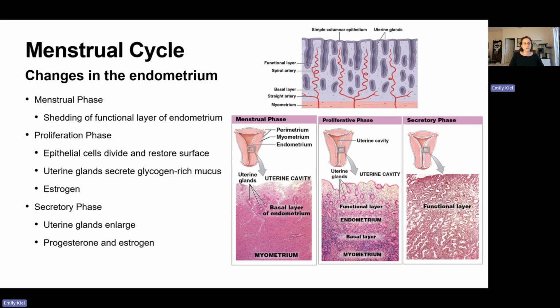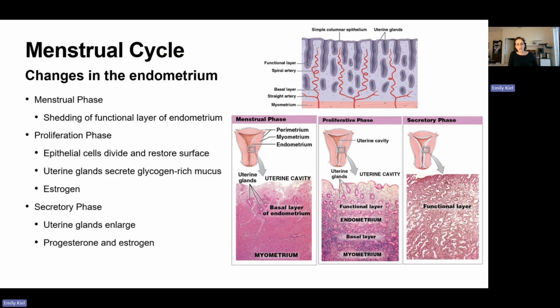So now we're going to talk a little bit about those changes in the endometrium, and this is going to cover the menstrual cycle. Be aware there are several cycles in the female reproductive tract involving the hormones, depending on what part of the tract they're acting on. So keep those cycles straight. Know a little bit, not only what's happening, but what hormones are contributing.